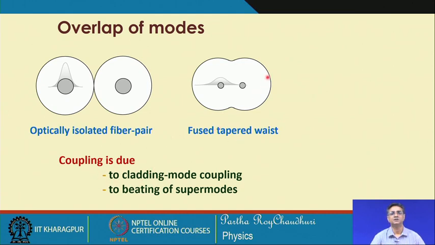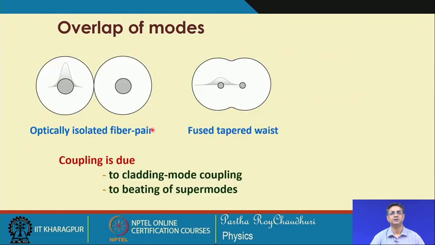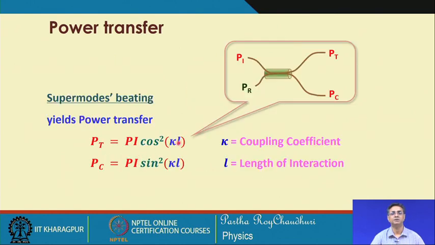Now, this is not evanescent coupling, but cladding mode coupling, because now it is the light within the common cladding, and we can again apply the supermodes beating structure which we used for the planar dielectric directional coupler, the same principle.